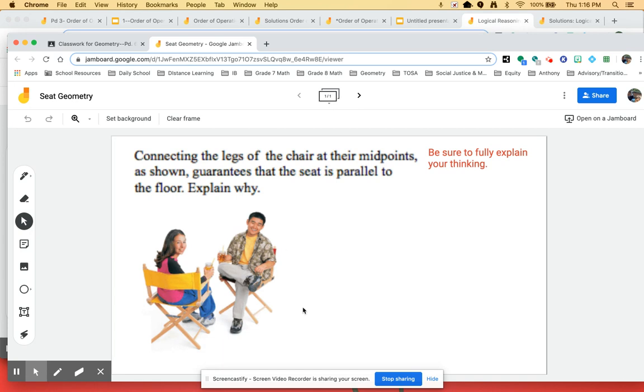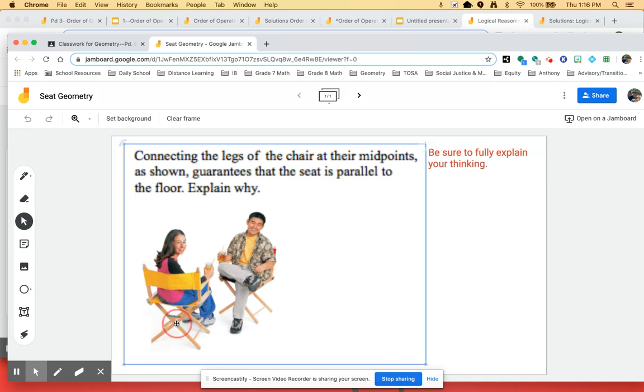So this says connecting the legs of the chair at their midpoints as shown guarantees that the seat is parallel to the floor. I want you to think about relationships with triangles, and it's this type of specific chair where you can see that it's making triangles here, right? And it's connecting, they're saying it's connecting right here at the midpoint. It guarantees that the seat is parallel to the floor.